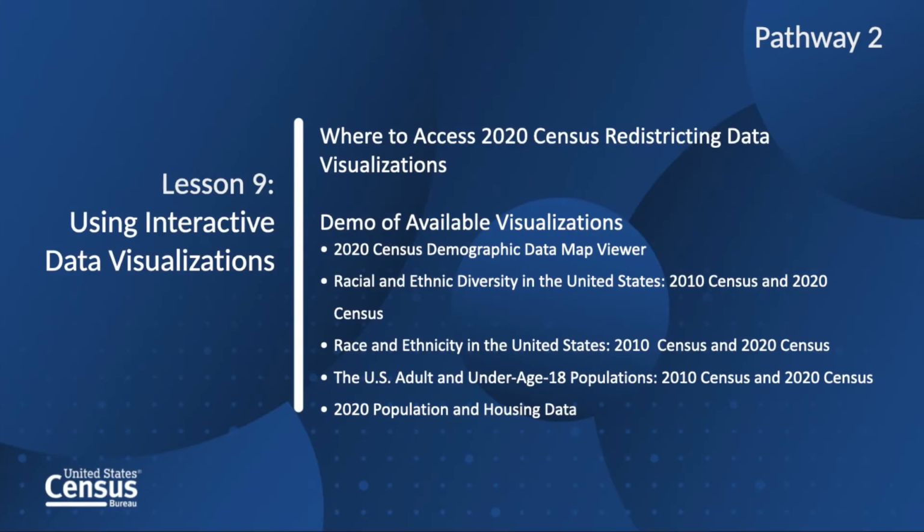Welcome to Pathway 2. In Lesson 9, you'll first learn where to find and how to access all of the interactive 2020 Census redistricting data visualizations. Then, you will learn from a few experts from the Census Bureau about different visualizations that offer unique features and topics such as population, race and ethnicity, voting age, and housing data. Some of them allow you to compare 2010 to 2020 decennial census data. Some focus on one topic. When accessing data from a visualization, it becomes easier to identify trends within an area.